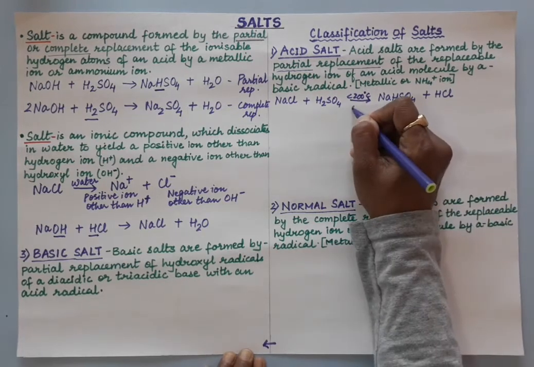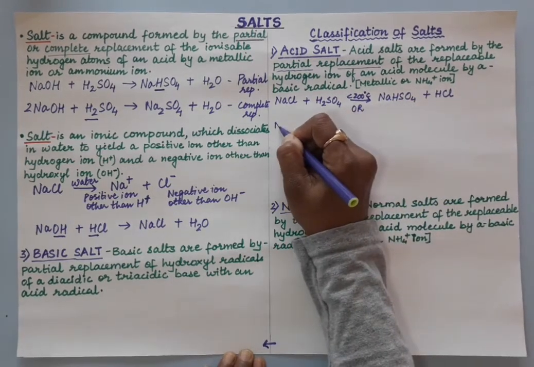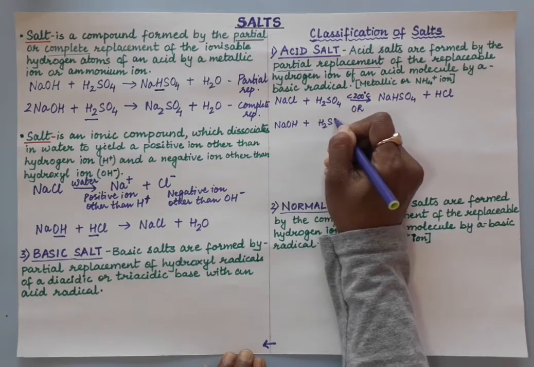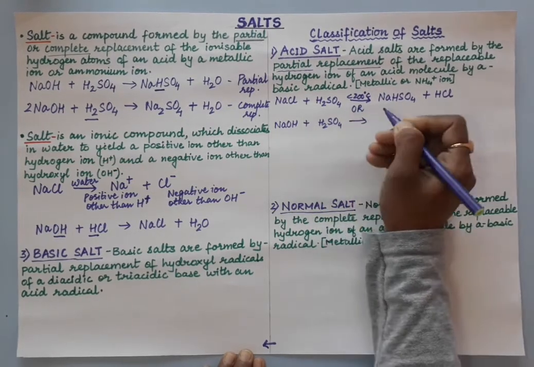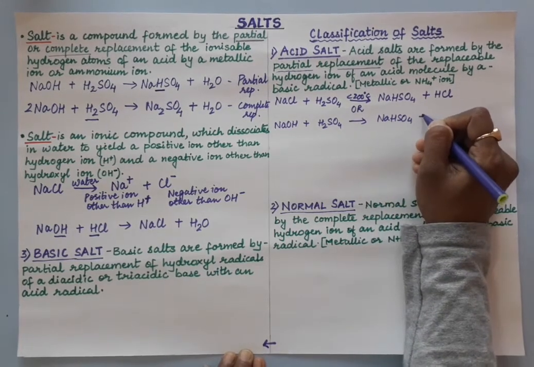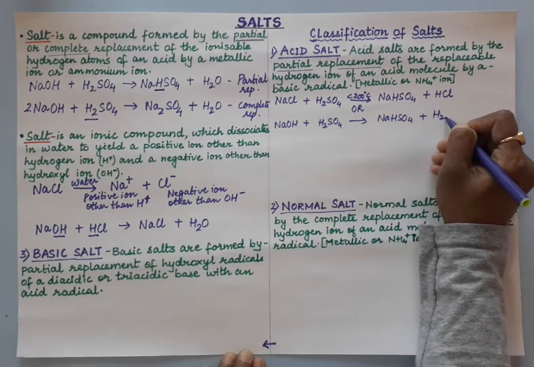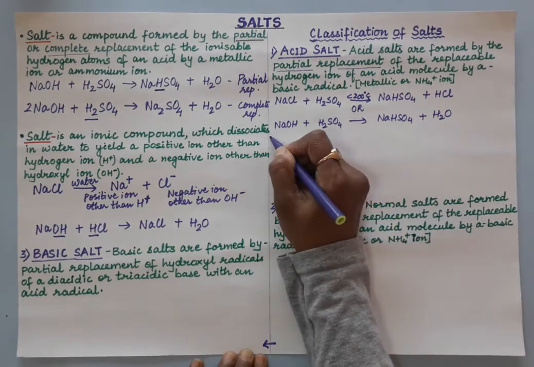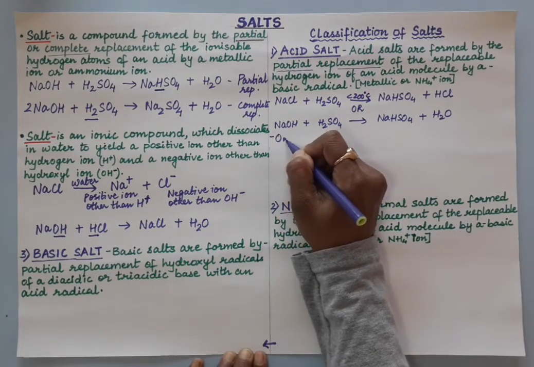Or you can take another example: NaOH, when it reacts with sulfuric acid, gives you NaHSO4 plus H2O. So here also the complete replacement is not taking place, it's only partial replacement. So let us understand all this by these points.